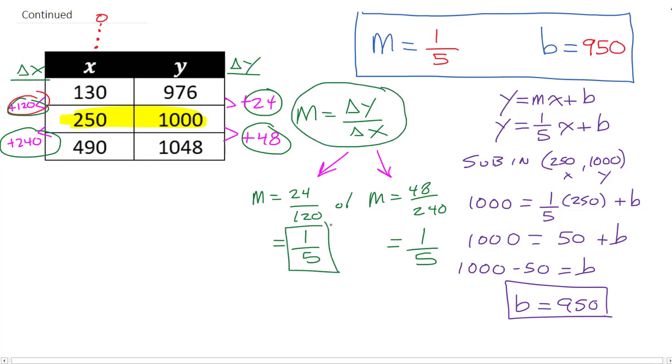Doesn't matter which points I use, because look, I got the same slope in both. And then just use the usual business we've been doing here. Sub in the slope into the equation, sub in one of the points that you choose for x and y, and solve for b. We could have done that in the previous question too, but it was so easy to find the b that we didn't have to. All right, let's look at our final example for today.